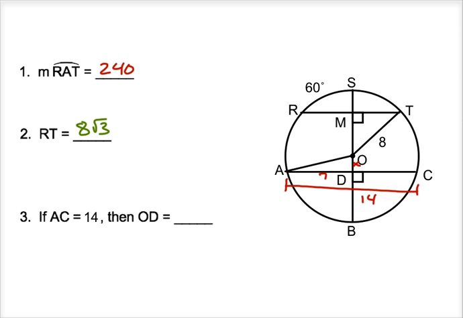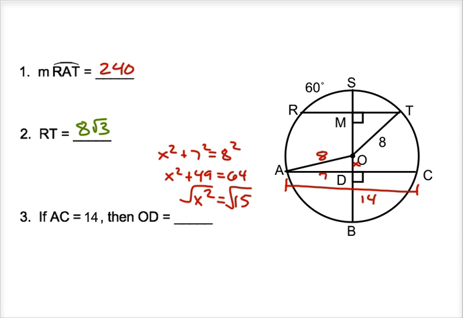I could use Pythagorean theorem if I knew how big AO was, but I noticed that OT is a radius of 8, so AO as a radius is also going to be 8, and now I can just do Pythagorean theorem. So x squared plus 7 squared equals 8 squared, x squared plus 49 equals 64. Subtract off 49, and I end up with 15. Take the square root, and I can't simplify the square root of 15, so my final answer is just the square root of 15.